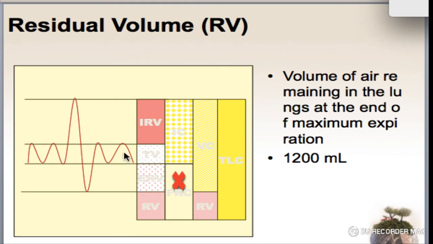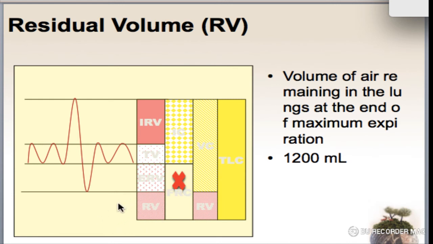So we have your residual volume. Your residual volume is here after your ERV. Residual volume is the volume of air remaining in the lungs at the end of maximum expiration. It is usually 1,200 ml. Note, the residual volume cannot be expelled. It remains to be your normal PEEP, no? So this is a physiologic PEEP.